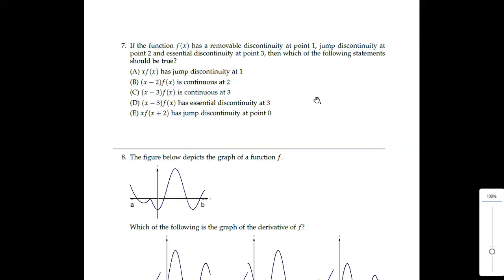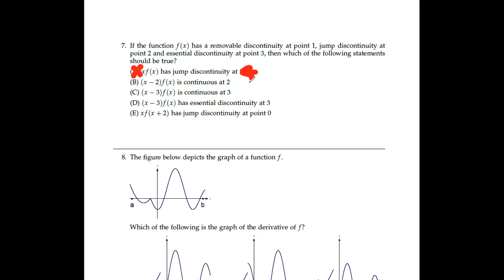So given function f, which has a removable discontinuity at 1, a jump at 2, and an essential discontinuity at 3, which of the following statements will be correct? A function with a removable discontinuity means the limit from right and left exists, but it's different from the value of our function. If that function is multiplied by x, are we going to have a jump discontinuity? No, of course, because the limits from both sides will again be equal to each other, and it will be a removable discontinuity, not a jump.